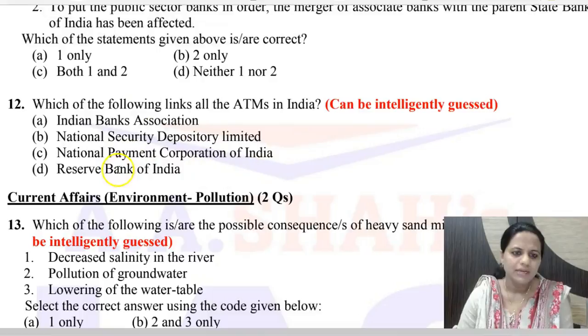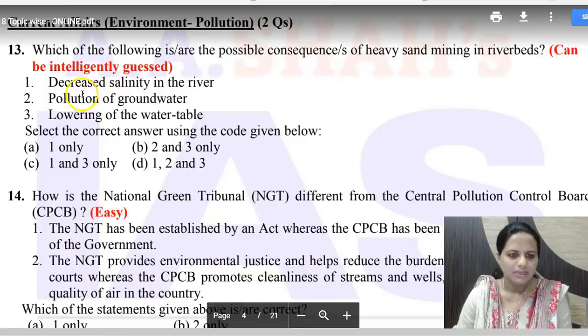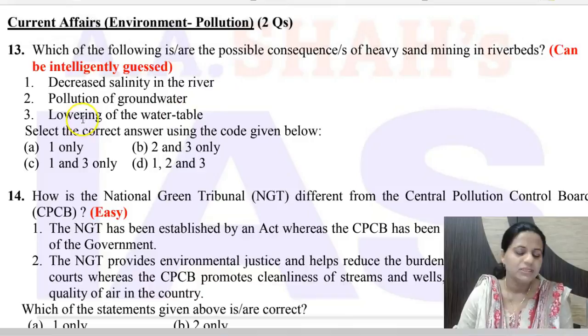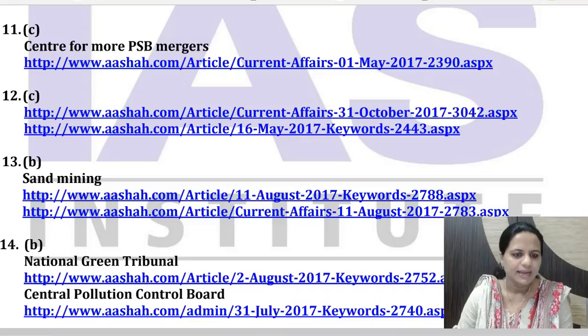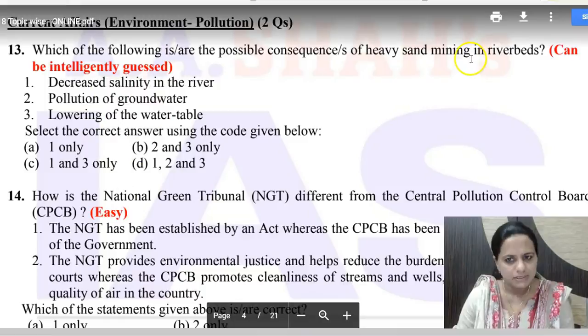Then next is, which of the following are possible consequences of heavy sand mining in riverbeds? So here you can see the options given: decrease salinity in the river. Of course, if there's heavy sand mining, then the salinity in the river will not decrease. It will rather increase. There will be pollution of groundwater, of course. The water table would be lowered as such. That is also correct. So here the correct answer is B. So sand mining has also been in the news and has been discussed. Though we may not have spoken of all this directly, the pollution and the environmental hazards of sand mining have been discussed. So you can easily guess the correct answer here.